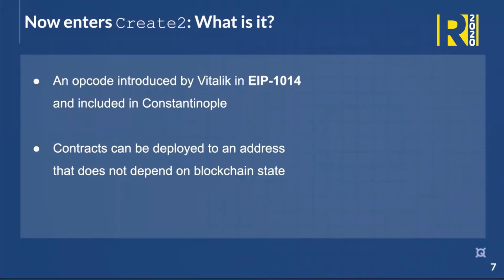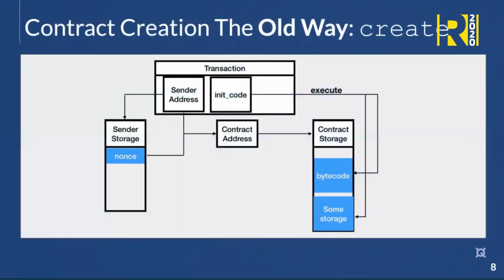So previously, how we deploy a contract is that we do depend on the blockchain state. The contract address is dependent on the blockchain state. So let's dive more into it from a technical standpoint. This is the old way, right? This is the CREATE opcode.